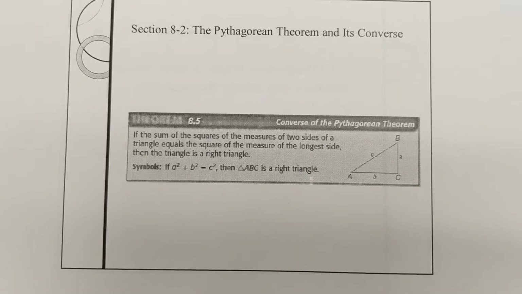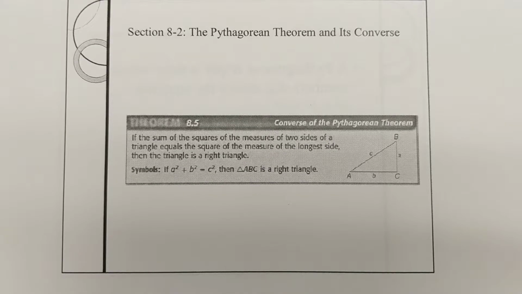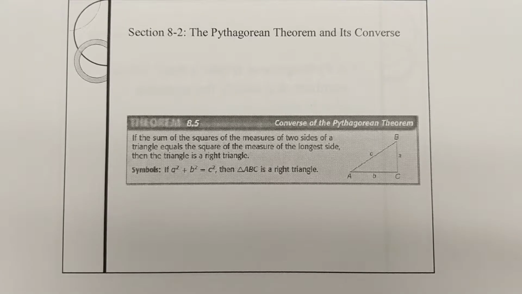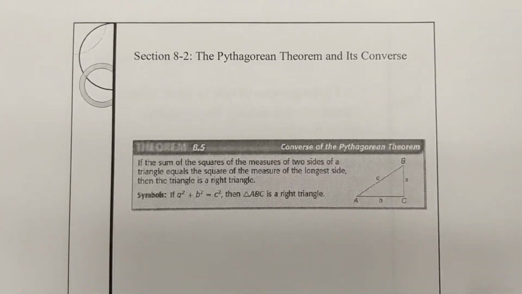So theorem 8.5 here is the converse. That says that if a squared plus b squared equals c squared, then the triangle is a right triangle. So theorem 8.4 was if it's a right triangle, then a squared plus b squared equals c squared. Remember, converse reverses the order. So that's why if that's true, you get that.